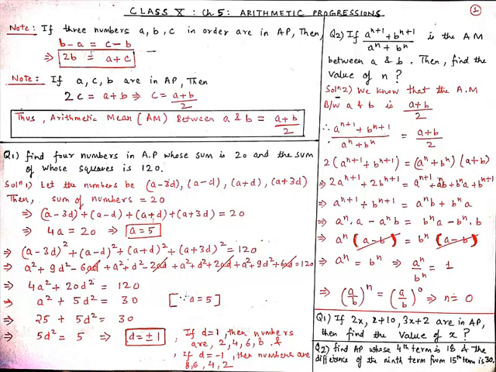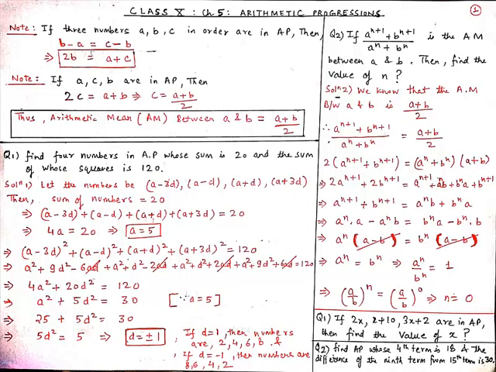And now, if d is equal to minus 1, then the numbers are 8, 6, 4, 2. And now, our second question for today is, if a to the power n plus 1 plus b to the power n plus 1 upon a to the power n plus b to the power n is the arithmetic mean between a and b, then find the value of n.